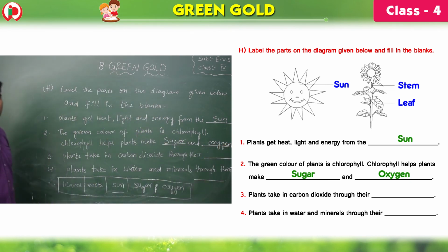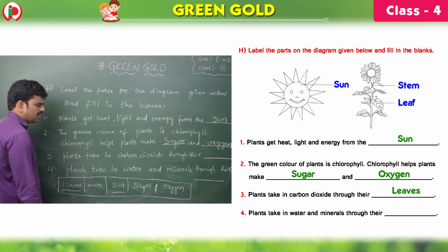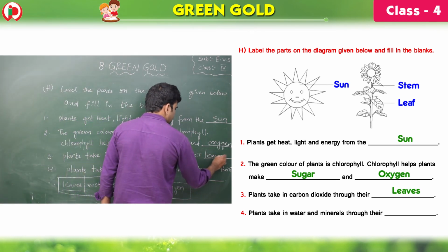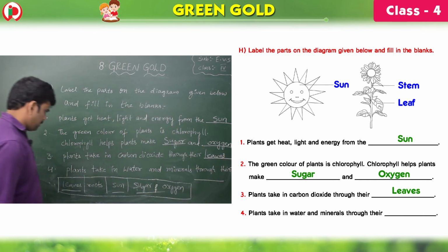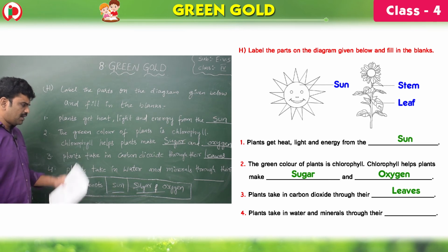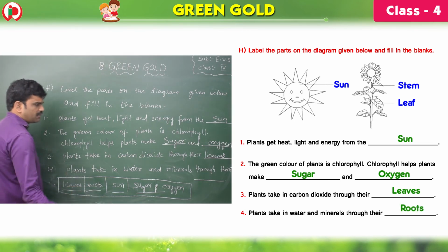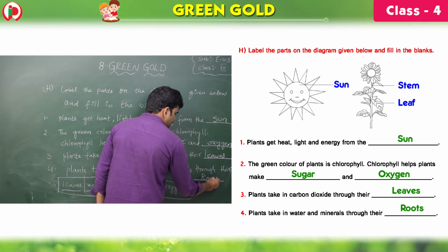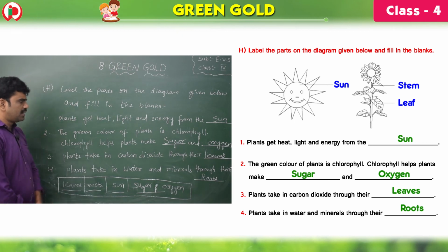So that is the green color part which helps in making food material. Third one, plants take in carbon dioxide through their leaves, children. What is that answer? Leaves. So through their leaves. And last one, plants take in water and minerals through their roots. The left out one is only roots, no? So through their roots. Once again I repeat this, fill in the blanks, children.